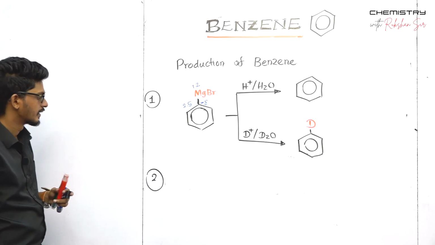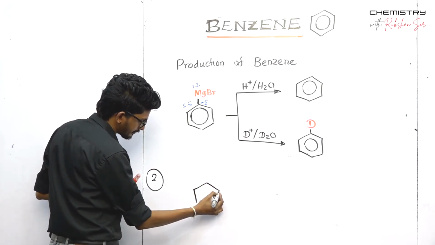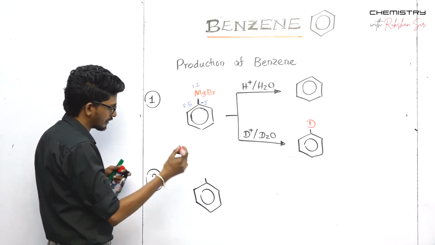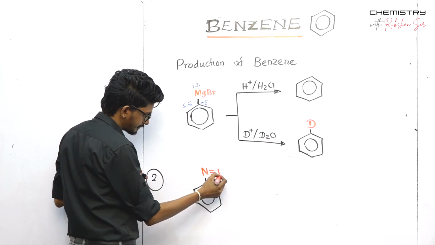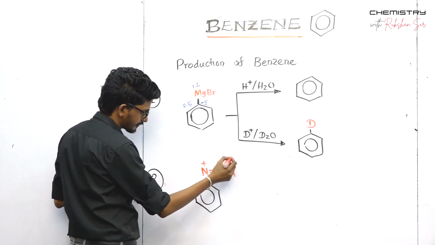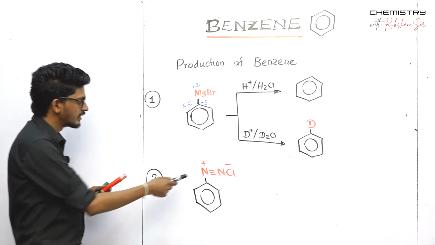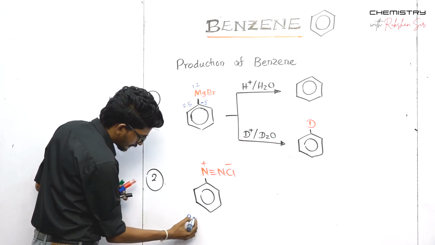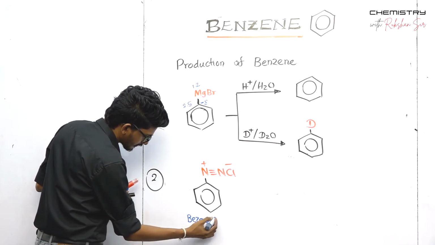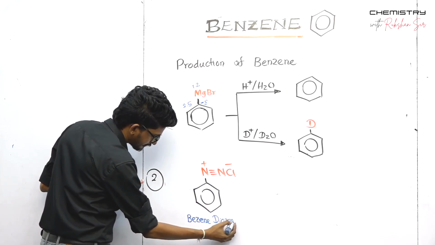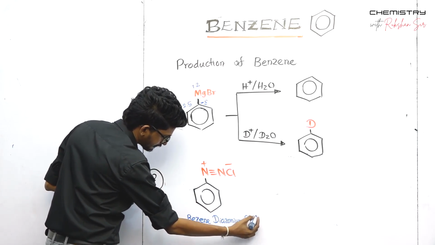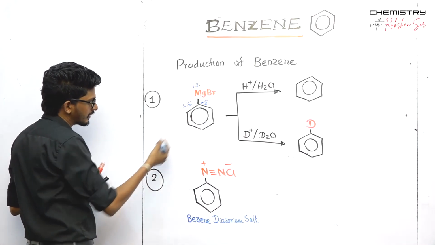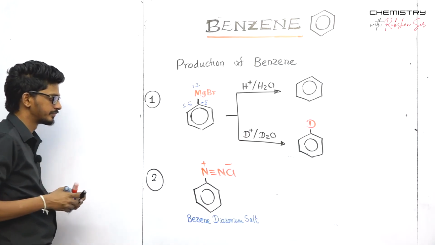The second form is actually, you can come up with this compound. This is a very special compound. This is known as benzene diazonium salt, right? Benzene diazonium salt. Earlier it was the benzene Grignard, right? Now it is the benzene diazonium salt.